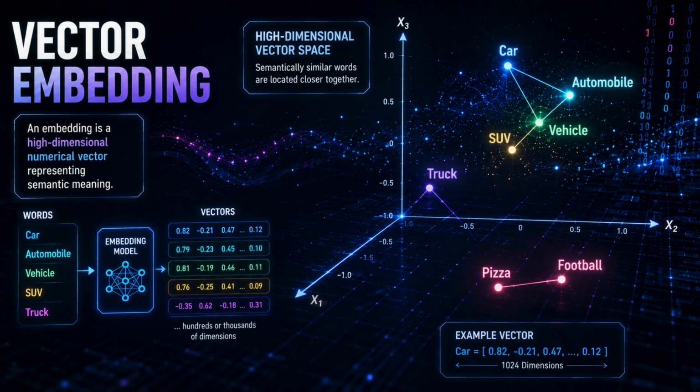What is a vector? A vector is simply a list of numbers. For example, car might become 0.82, 0.12, minus 0.44, and hundreds of other numbers. Modern embeddings often contain hundreds or even thousands of dimensions. These dimensions capture meaning. The numbers themselves are not important. What matters is how close one vector is to another.